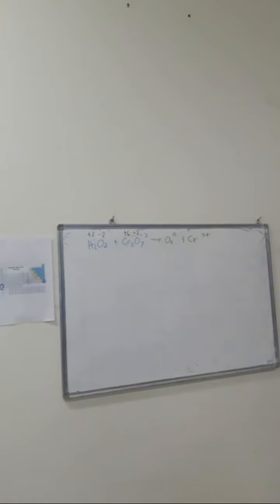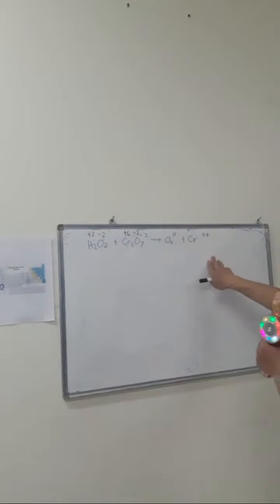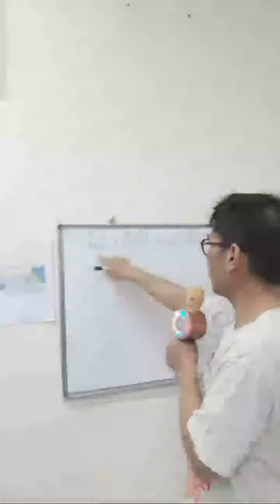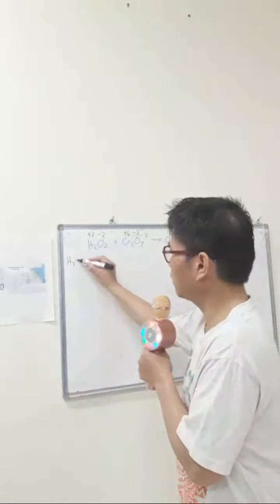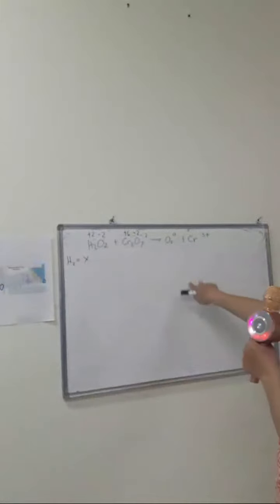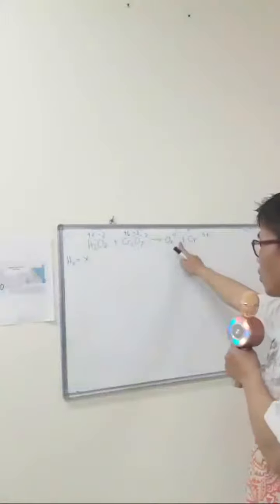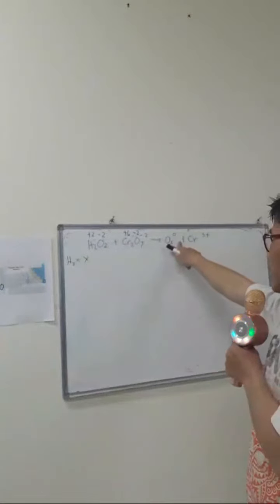Now look for the oxidation and reduction. Find the loss of electrons, or the increase of the oxidation state. In the case of hydrogen, we don't have hydrogen on the other side, so nothing. For oxygen, it goes from negative 2 to 0. So this is going to be the decrease of oxidation number, and the decrease of oxidation number is the gain of electrons. So this is going to be reduction.